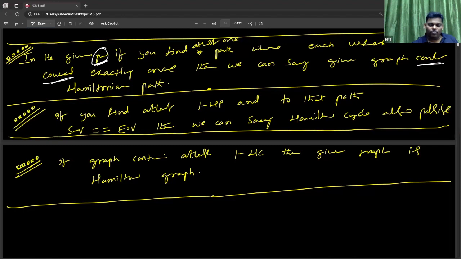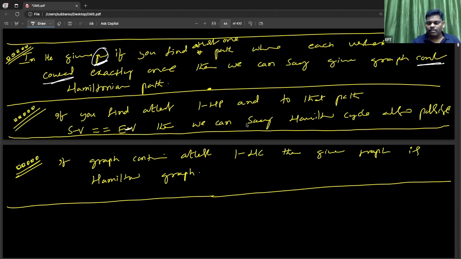SV and EV. Yeah, both are minus. This minus is very, very important. Both are minus. S minus V is equal to E minus V. Both are minus. EV are electric vehicles.